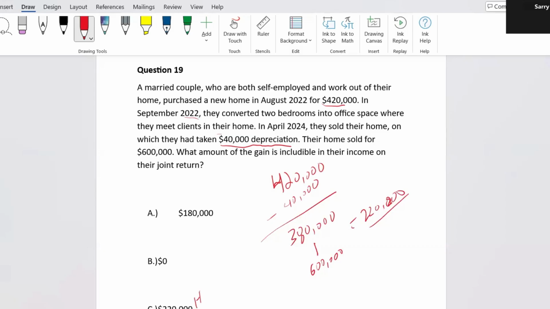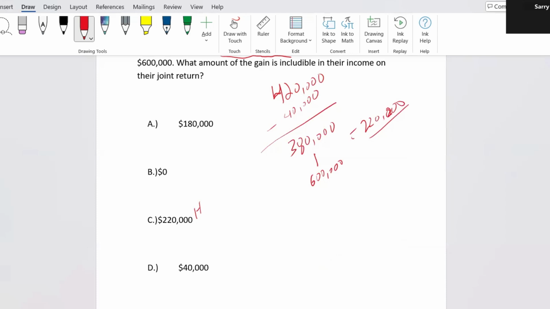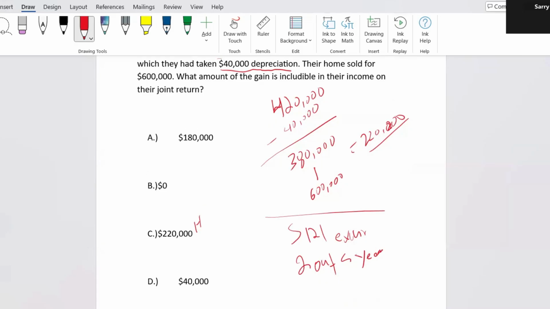But then what do we know? What do we also know about personal residence? On a personal residence there's an exclusion. There's a section 121 exclusion, which means if you lived in a home for the last 2 out of 5 years, you can qualify for the section 121 exclusion on a personal residence. If you are single, it's a $250,000 exclusion. If you're married filing jointly, it's a $500,000 exclusion.